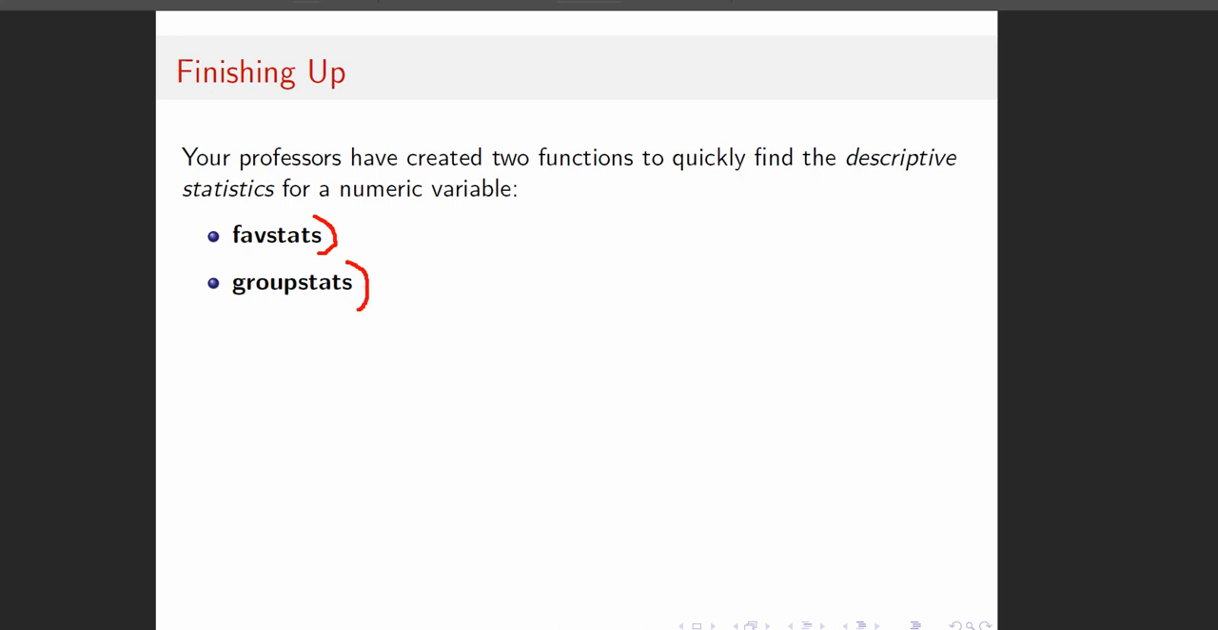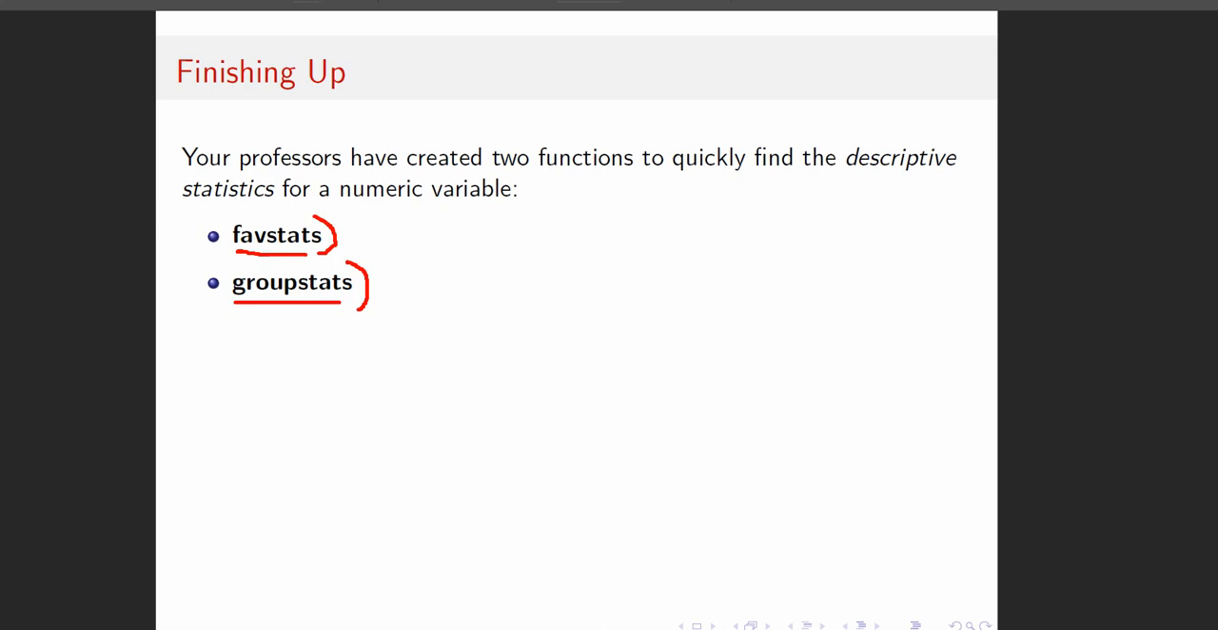What do I mean by a grouping variable? Well, we could look at the GPA for freshmen, sophomores, juniors, and seniors. Then we have 4 groups. Favstats would just do the GPA distribution for the whole school. But groupstats can break it down based on a grouping like freshmen, sophomores, juniors, seniors, right? Or biological sex, males versus females, or race or ethnicity, right?